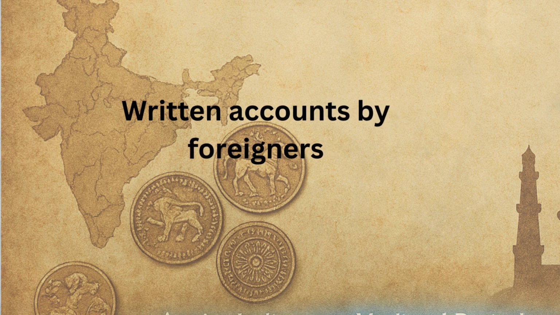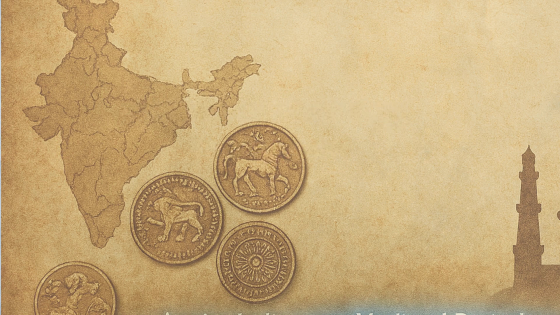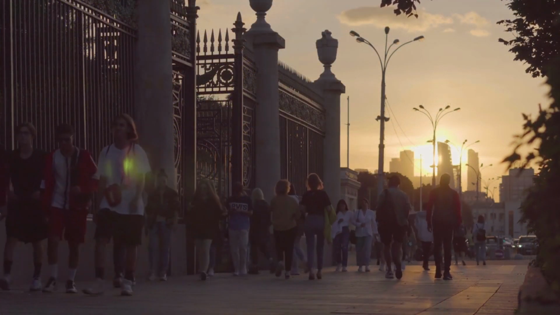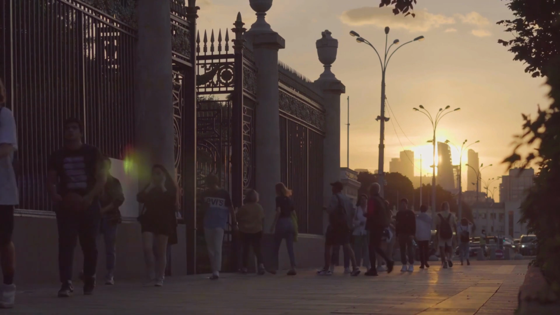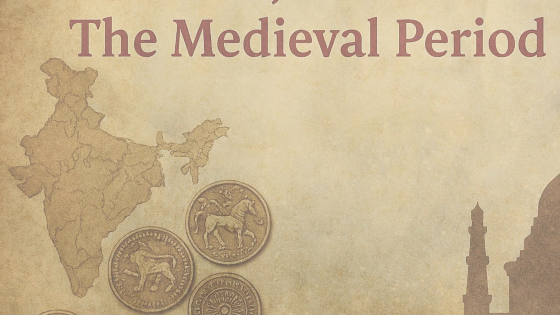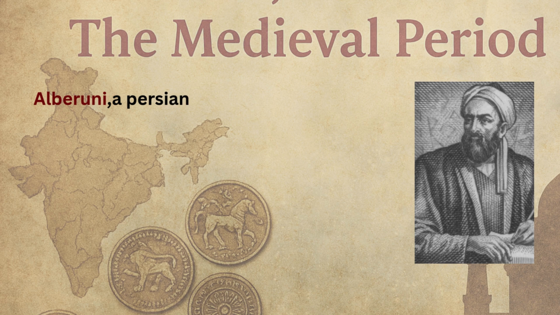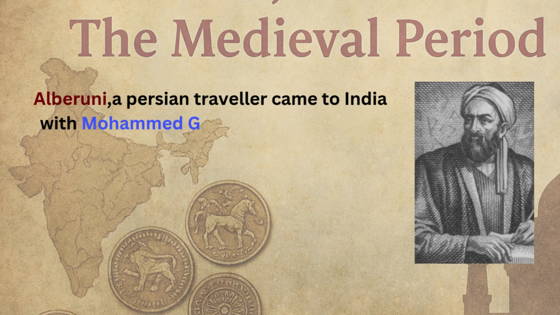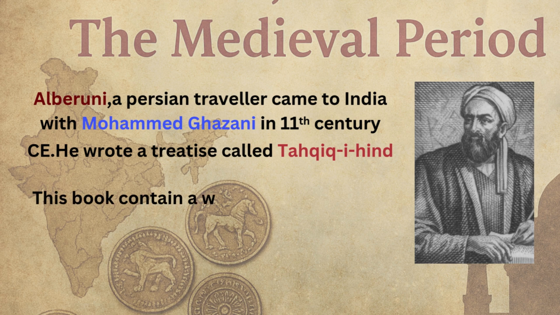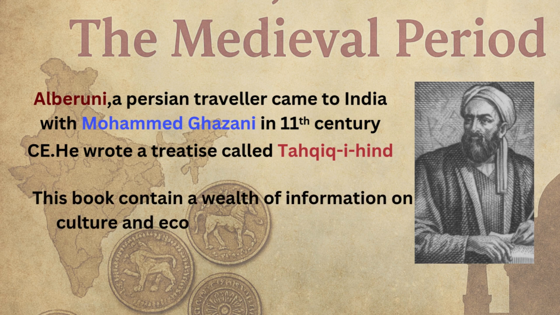Written accounts by foreigners. Medieval India saw several foreigners visiting the land as travelers, as students, and as pilgrims. Al-Biruni, a Persian traveler, came to India with Muhammad Ghazni in the 11th century CE. He wrote a treatise called Tahqiq-e-Hind. This book contained a wealth of information on the culture and economy of medieval India.